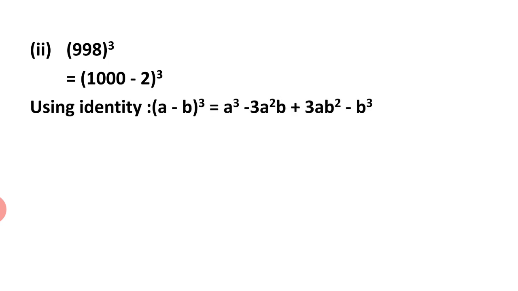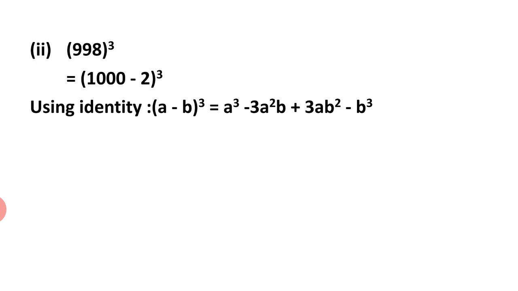A similar type of question is the next question, in which we are going to find the cube of 998. Now this number is nearer to 1000 and it is less than 1000, so it will be 1000 minus 2 whole cube. Is it clear? Now which identity are we going to use? a minus b whole cube, so a cube minus 3a square b plus 3ab square minus b cube.